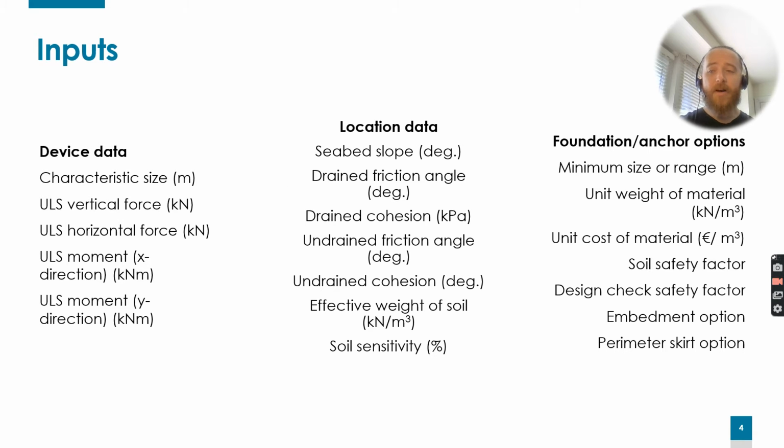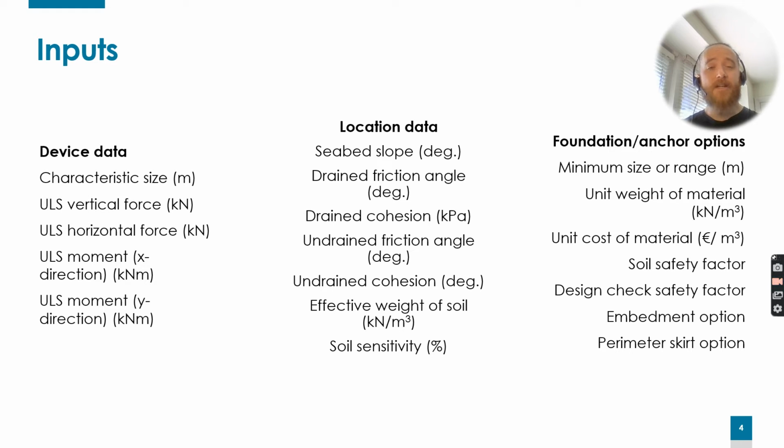So we'll go through the inputs now. I've grouped these into device data, location data, and then options. Under device data, we've got a characteristic size, which we can use to set the initial size of the foundation or anchor. And we've got our ultimate limit state forces and moments, which we can get from the selkie mooring tool or some other source.